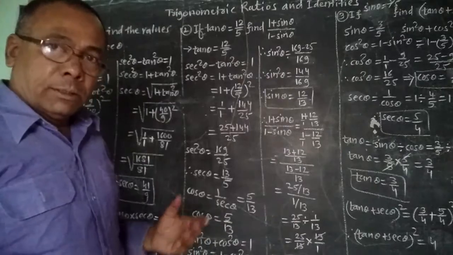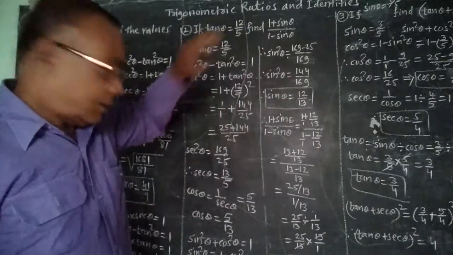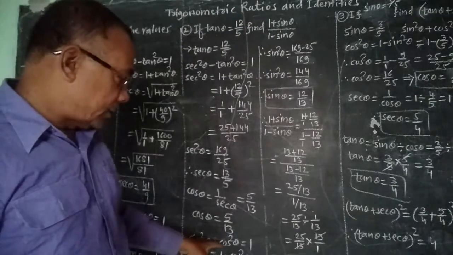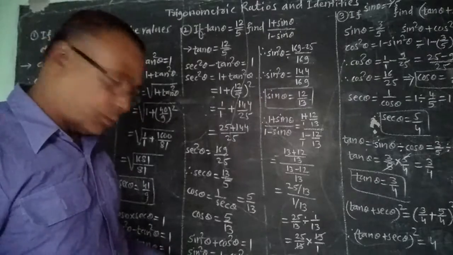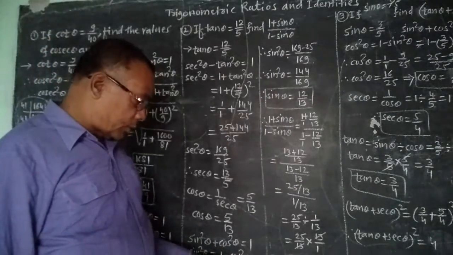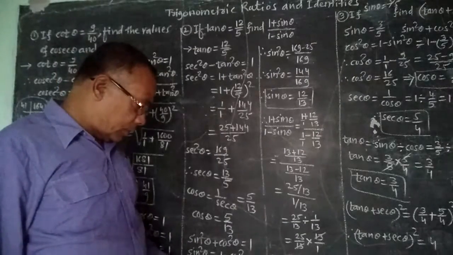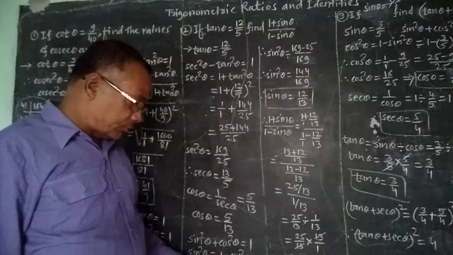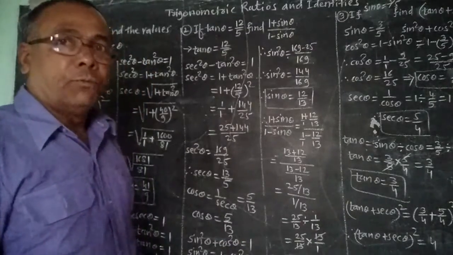Now cos theta is known. We have to find sin theta. Now sin square theta plus cos square theta is equal to 1, and therefore sin square theta is equal to 1 minus cos square theta, and that is equal to 1 minus (5 upon 13) square, and therefore that is equal to 1 minus 5 square is 25 and 13 square is 169.